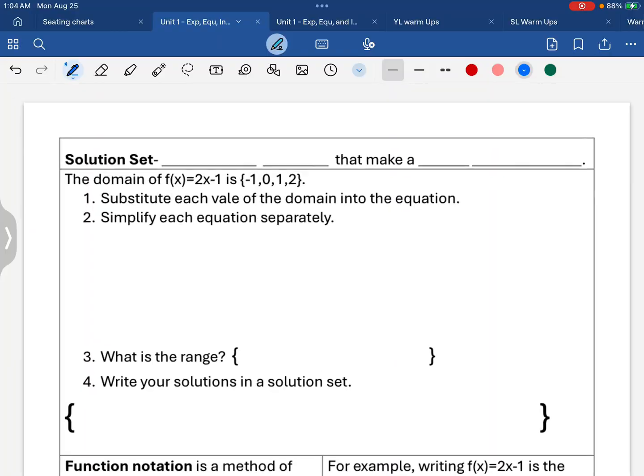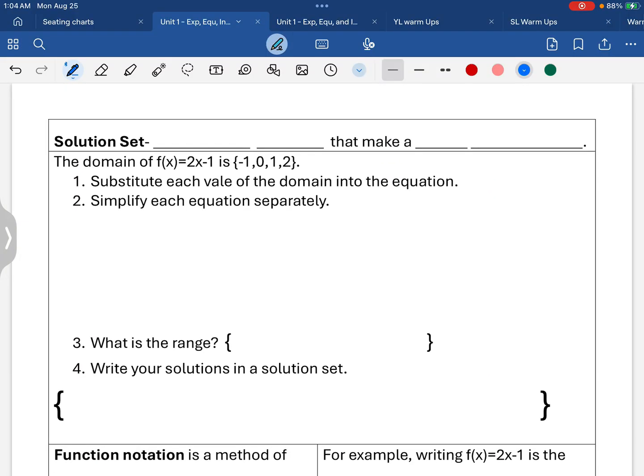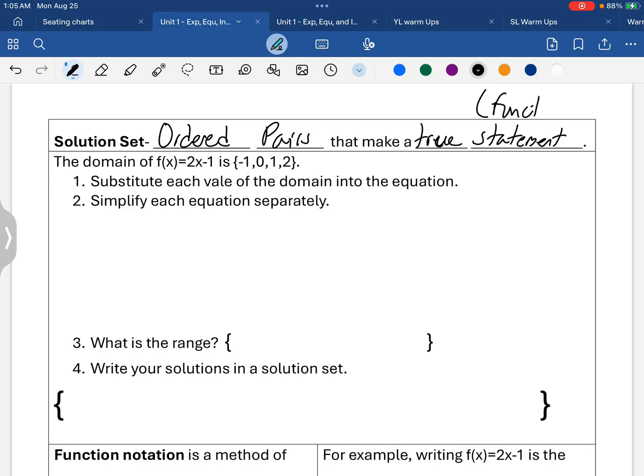If we go to our next page, a solution set. We've already looked at a solution set, believe it or not. A solution set is ordered pairs that make a true statement, but up above it, we're going to put a true function.